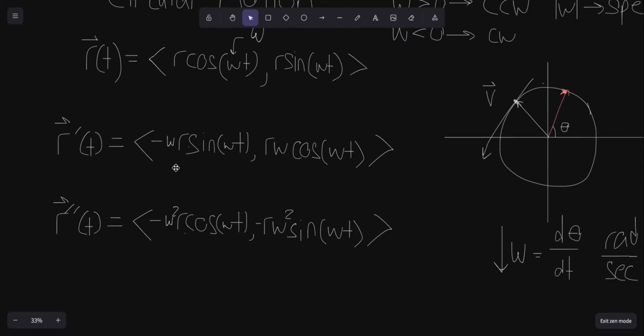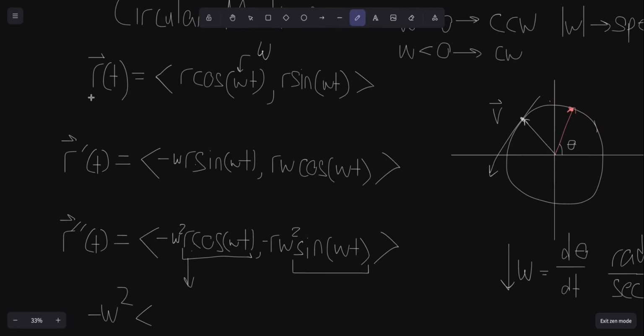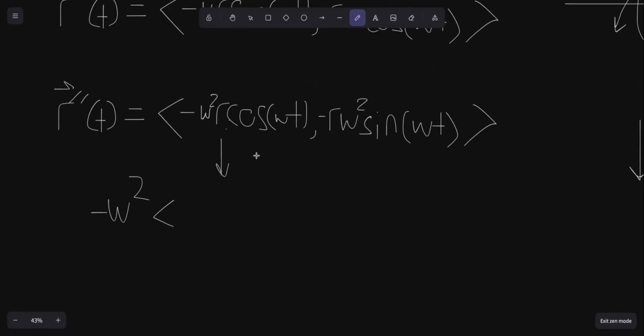Differentiating this, once again, we get these two results, and this represents the acceleration vector now. Let's factor out omega squared from this. So I'm going to get negative omega squared, and then notice how the rest of this is just our original r of t. And so we can rewrite the acceleration vector as just being negative omega squared multiplied by r of t.